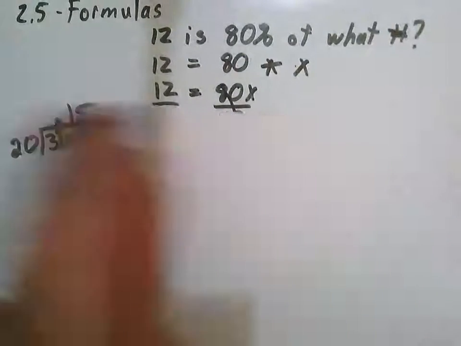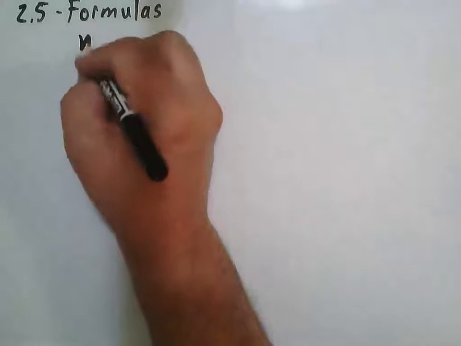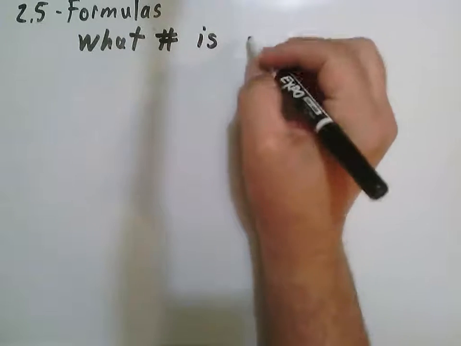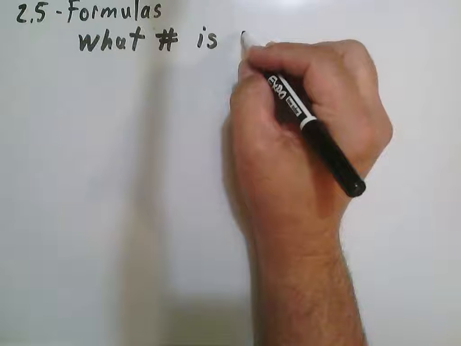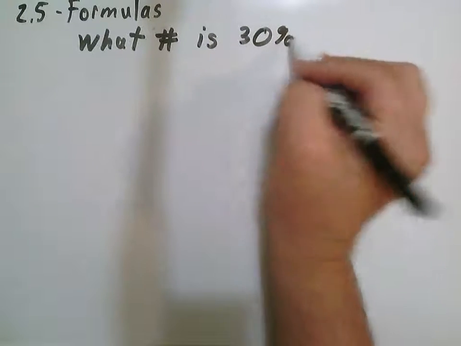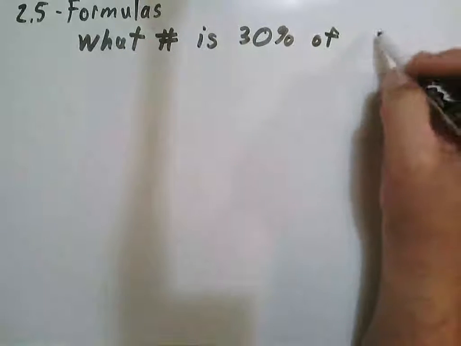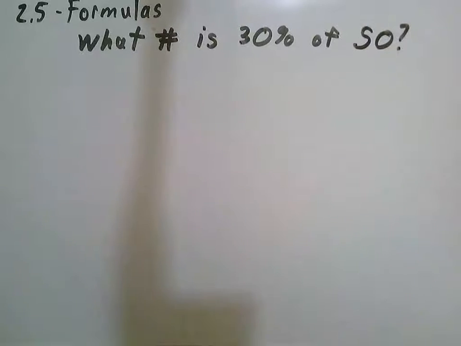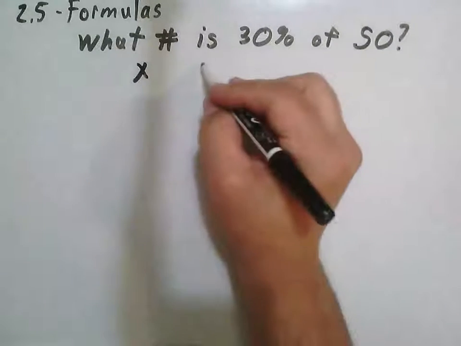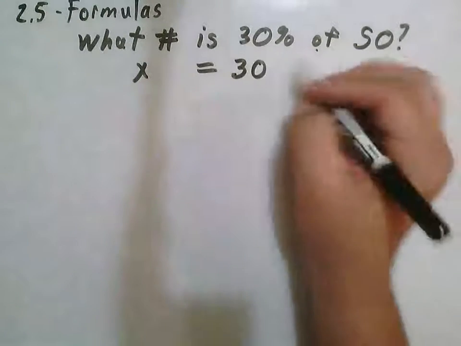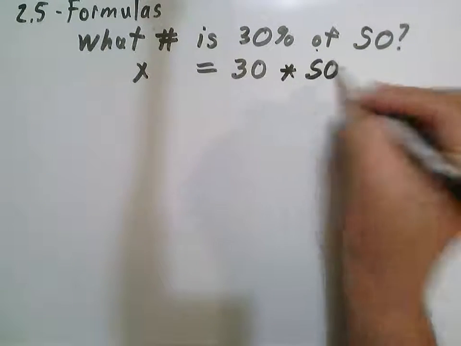So I'm going to do one more. So if it said, I'm going to abbreviate number again, what number is, let's say, I don't know, 30% of, let's go with 50. Once again, the process is going to be the same. What is going to be my x? Is is going to be my equal sign. 30 is going to go here. Of is telling me to multiply. And my 50 just comes down.